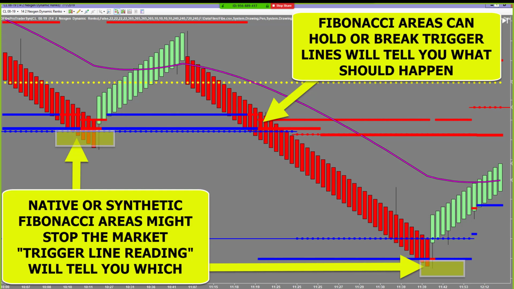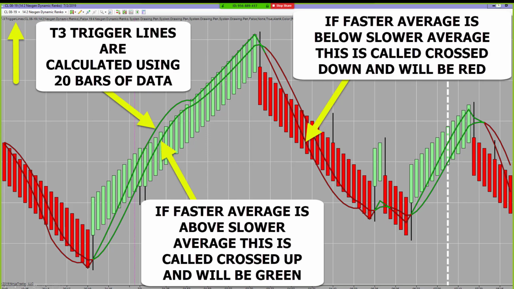So, in the real world, the markets are always evolving and moving. And what we need to do is have some way to determine which areas are going to hold and which areas are going to break. And this is where we use our trigger line calculations. Our trigger lines are linear regression moving averages. They're not very tricky. Lots of people use these types of indicators or moving averages.